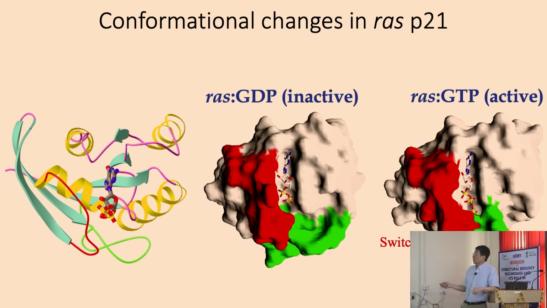So this is RAS bound to, in this case, GDP. That's shown in the middle here: the GDP bound form is inactive, and the GTP bound form is active. Basically, by going from GDP to GTP, two regions of the protein change conformation, so-called switch 1 and switch 2. They switch back and forth between the two states. This is the active state, this is the inactive state. That's all. It's not some enzymatic thing or this and that.